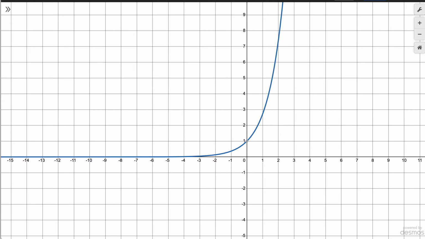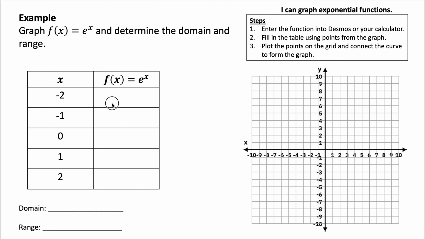So let's go ahead and use these values to fill in our table. So we have -2, 0.135, -1, 0.368, 0, 1, and 1, 2.718, and 2, 7.389. So now let's go ahead and graph this function. So we have -2 and 0.135, -1 and 0.368, 0, 1, and 1, 2.718, and 2, 7.389. So let's go ahead and connect these points to graph this function.